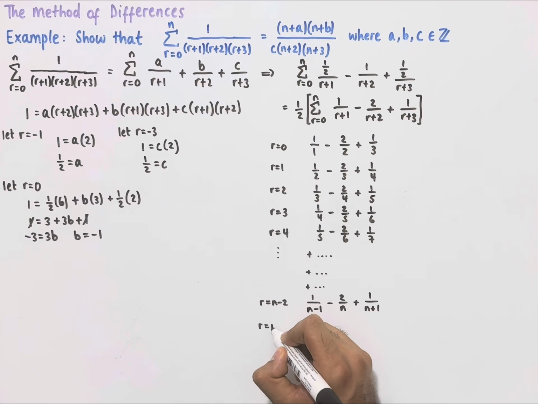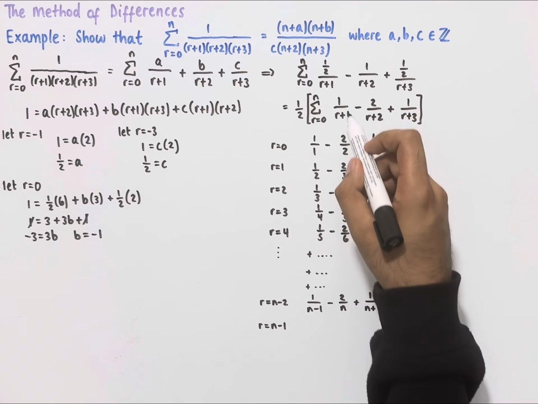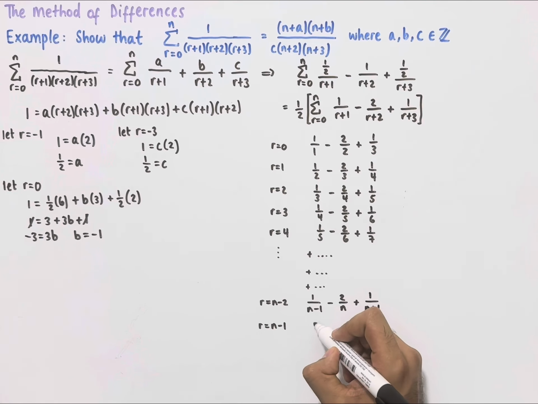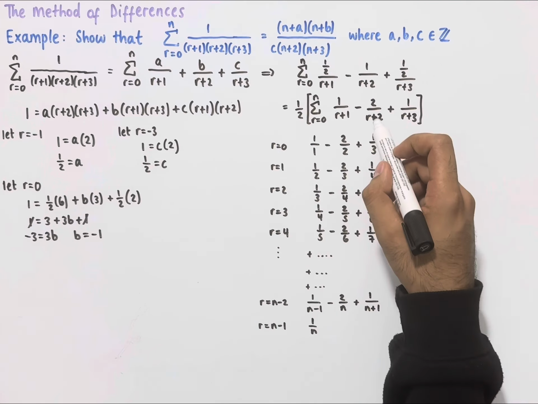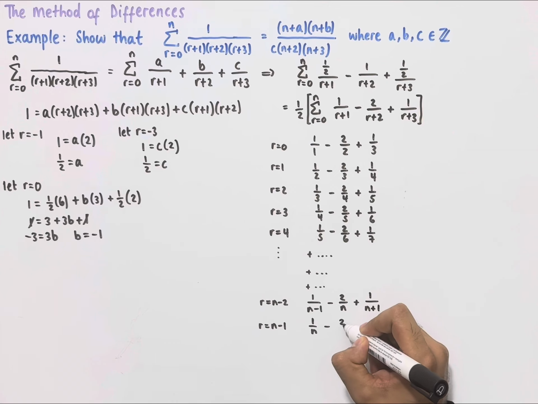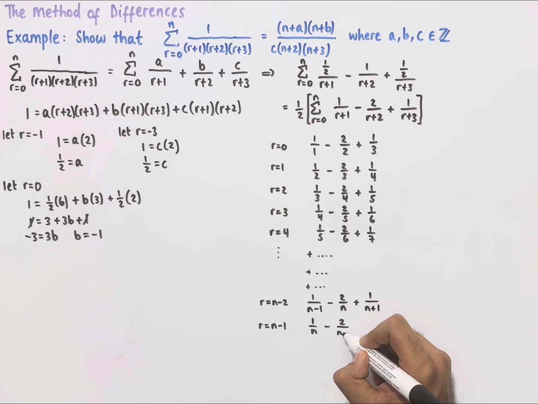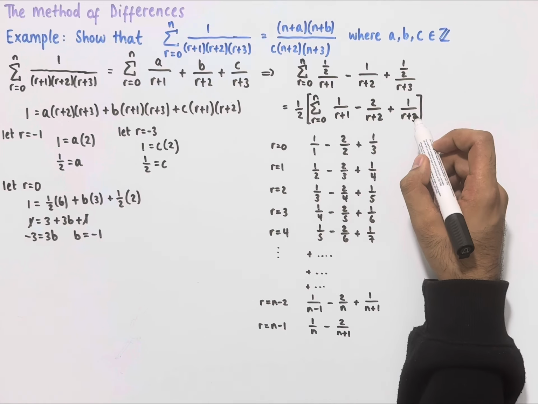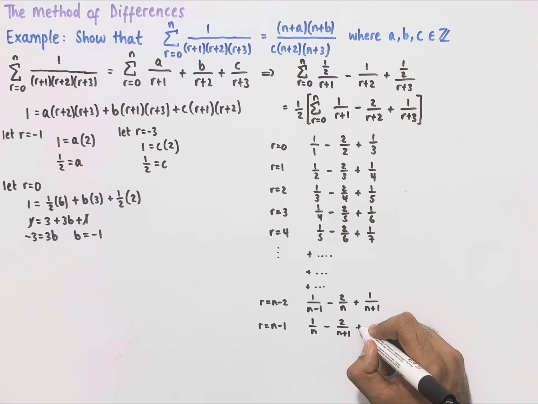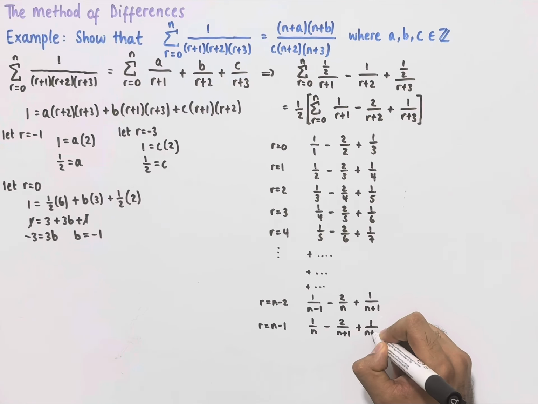Then when we put r equals n minus 1 in, we end up with 1 over n minus 1 plus 1, which is 1 over n. We then get minus 2 over n minus 1 plus 2, which is minus 2 over n plus 1. And then we get 1 over n minus 1 plus 3, which gives us 1 over n plus 2.